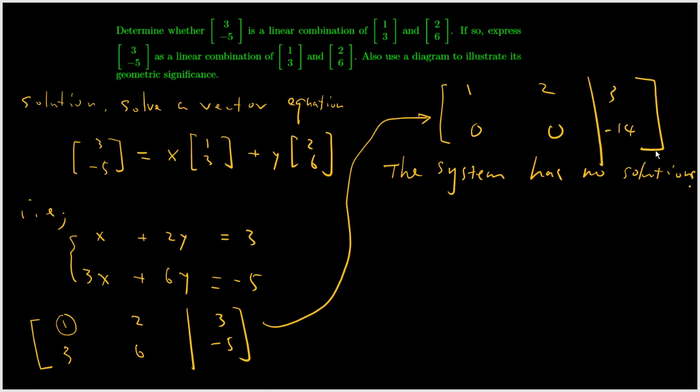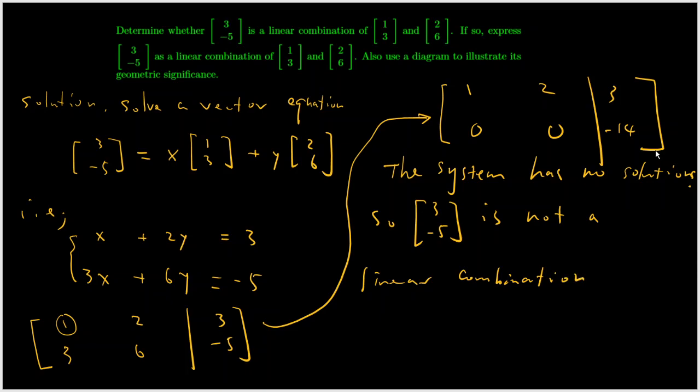What's the meaning of that? That vector is not a linear combination of the 2 other vectors. So the answer to the original question is no. So that vector (3, -5) is not a linear combination of the 2 other vectors (1, 3) and (2, 6).